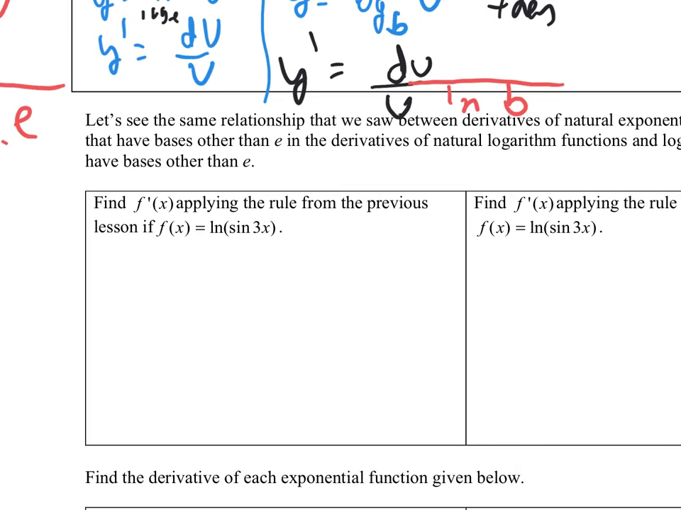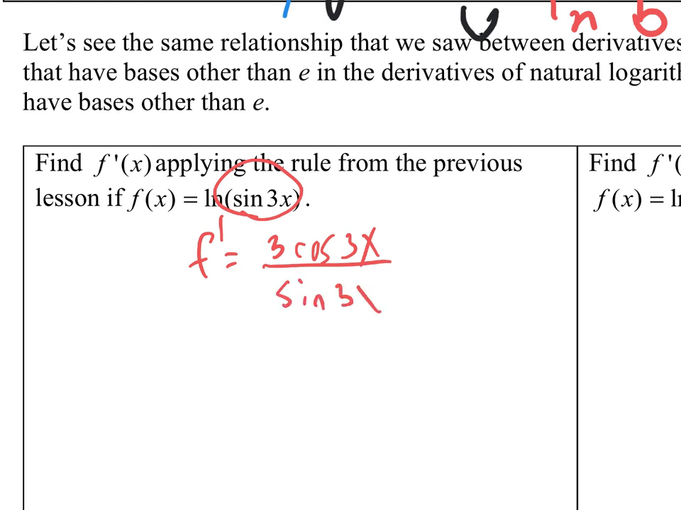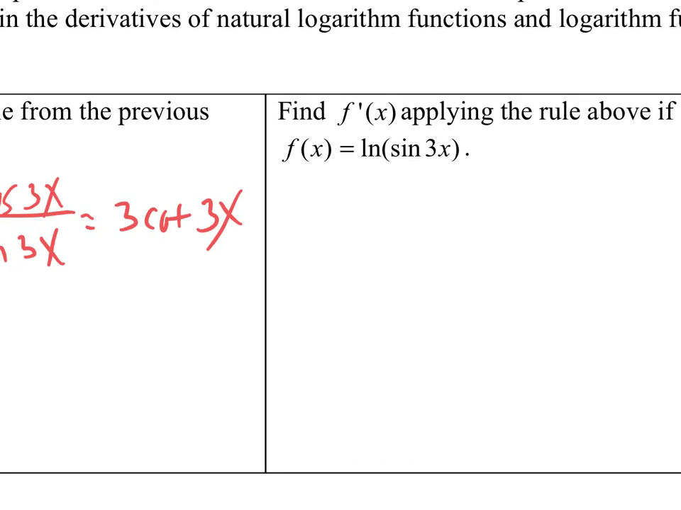And they want us to practice it, so here goes. If f of x is natural log of sine of 3x, using the old-fashioned way, f prime will be du, that's 3 times the cosine of 3x, using the chain rule, divided by itself, sine of 3x. Which is a pretty good answer. Probably we would turn that into 3 cotangent of 3x, make it better. And the new way would have been the same thing.